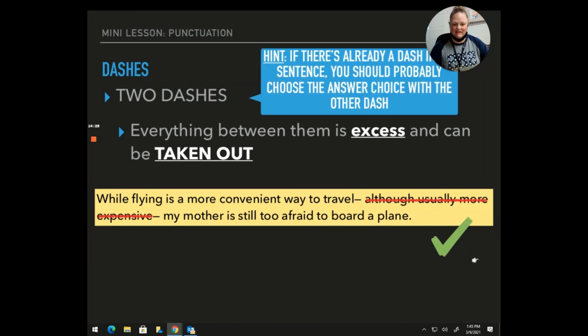If there's already a dash in the sentence, then you should probably choose the answer choice with the other dash.